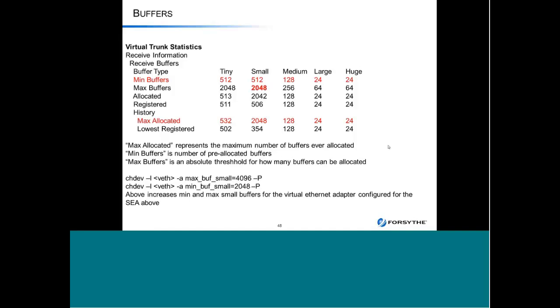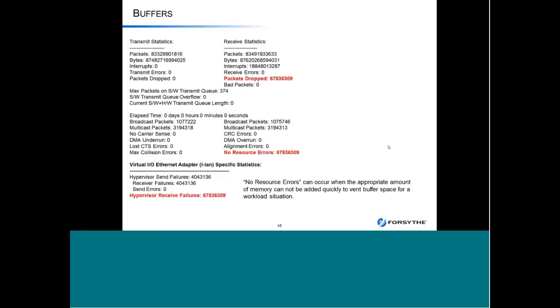And you would basically do it by doing a CHDEV on the virtual Ethernet of the SCA. In this case, I'm going to increase min buff small to 2048 and max buff small to 4096, so that I start with the appropriate number of buffers, and I'm not forever trying to get more buffers and not having enough, which slows down my network and causes me to drop packets. So that's what those actually mean, and that's something you do want to look at. I see these all the time with SCAs, so it is something you're probably going to have to adjust.